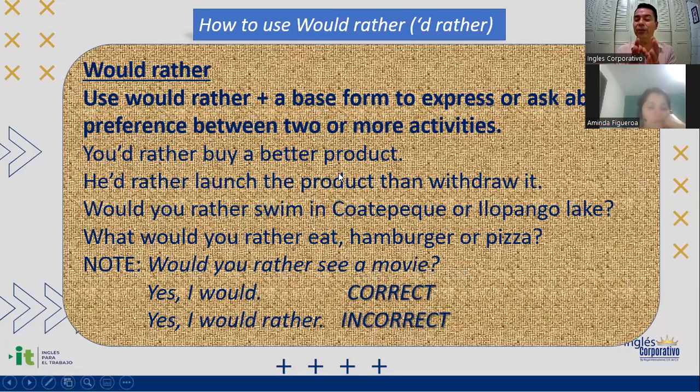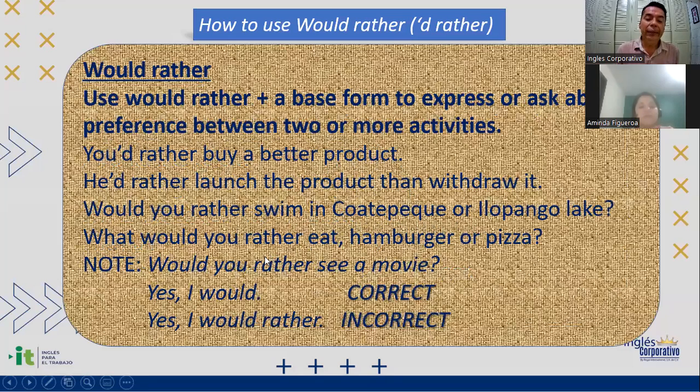Sometimes it's not there. Algunas veces la opción no está ahí, pero está implícita, right? For example, here when I say, I would rather buy a better product, me imagino que está hablando de más de un producto, right? Or sometimes it's specific. For example, Coatepeque o Ilopango, two options, right? Hamburger or pizza. Two options, right? Okay? What would you rather eat?